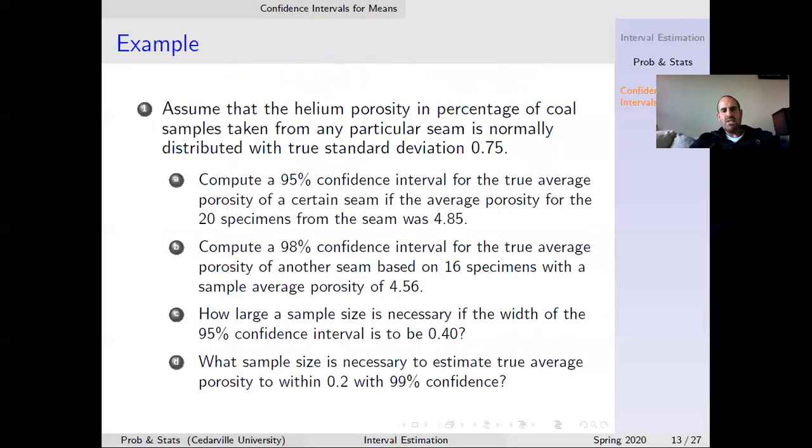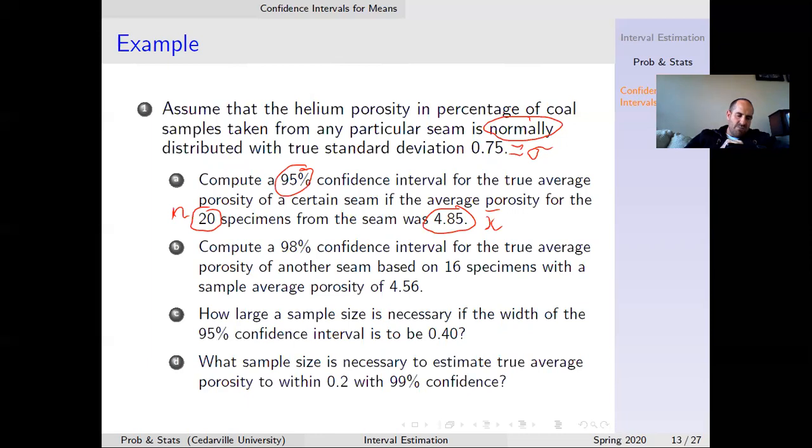Moving on. Here's a problem. Assume that the helium porosity in percentage of coal samples taken from any particular seam is normally distributed with true standard deviation 0.75. So that's sigma right there. Compute a 95% confidence interval for the true average porosity of a certain seam if the average porosity for 20 specimens from the seam was 4.85. So N is 20, and this is X bar.